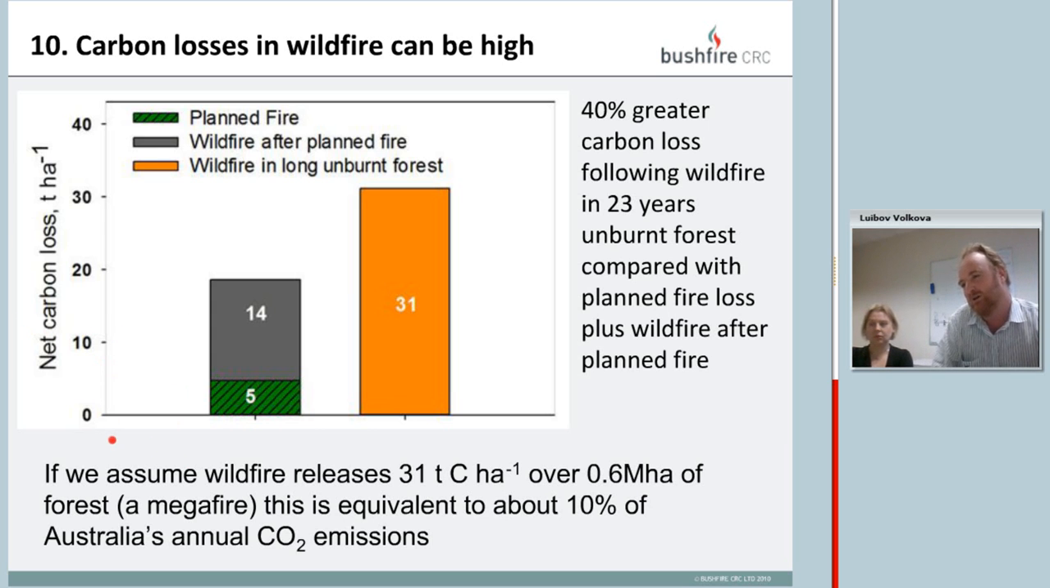If we assume that the planned fire prevents the wildfire from entering the forest, through preventing the spread of the fire, then the mitigation effect is 5 tonnes of carbon loss versus potentially 31 tonnes of carbon loss per hectare. If we multiply these numbers out, and assume that wildfire releases roughly 31 tonnes of carbon per hectare, and we say, for example, that 600,000 hectares of forest is burnt in wildfire at this sort of intensity, so roughly half the forest area burnt in 2003 and 2006-07 in Victoria in each of those events, then this is equivalent to about 10% of Australia's annual CO2 emissions, just purely by multiplying out this number.